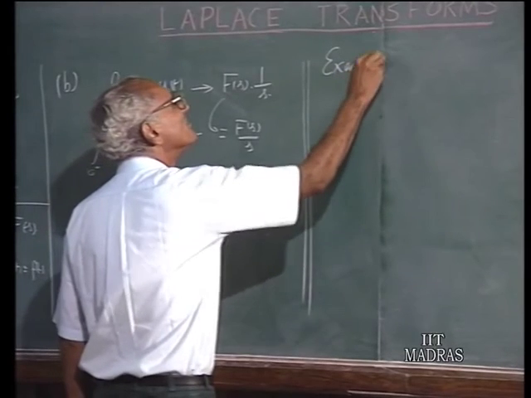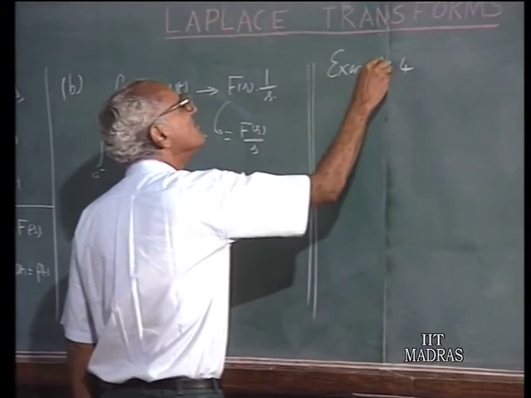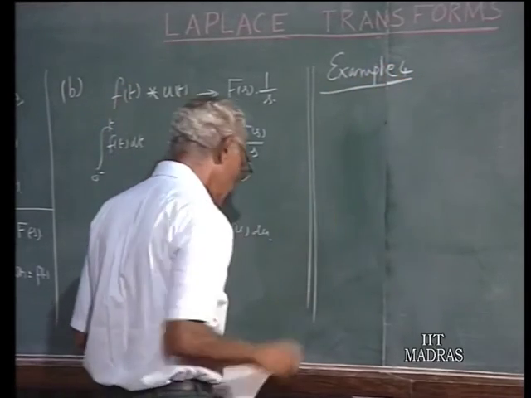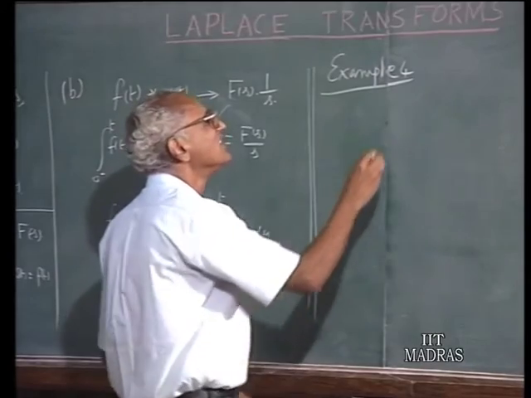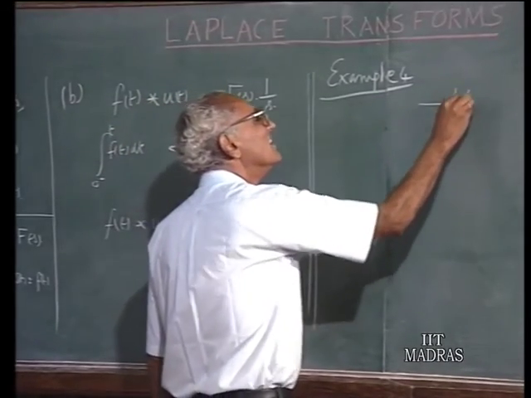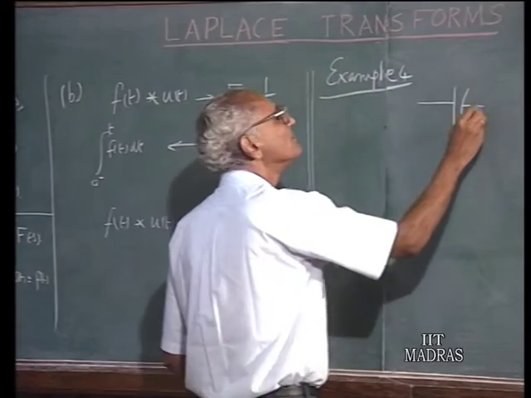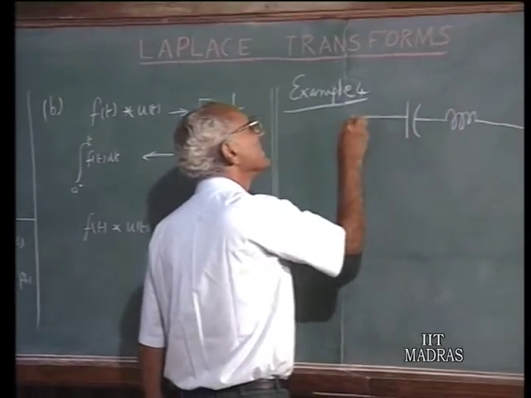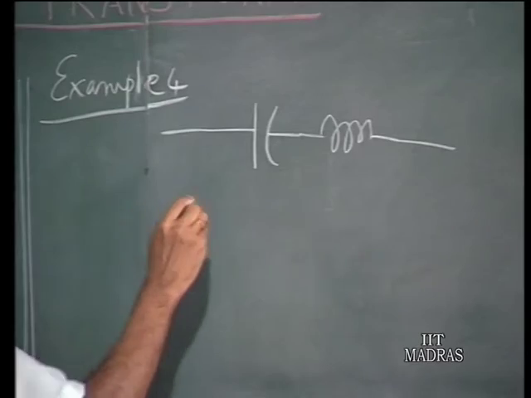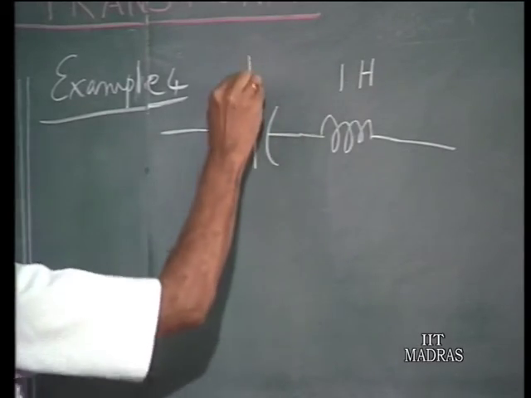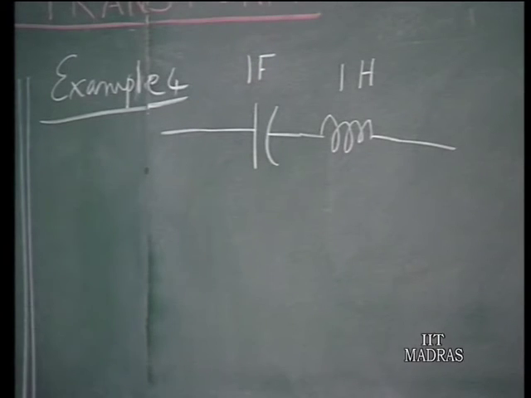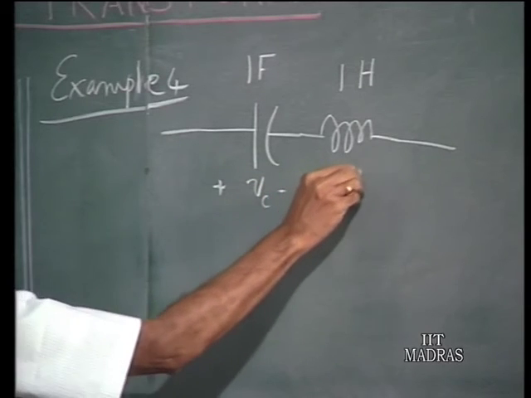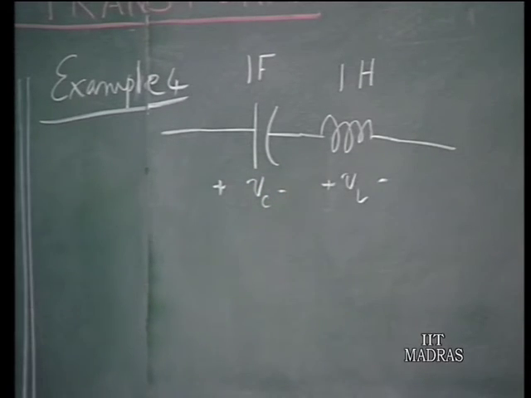Example 4. Let us consider now a section of a circuit in which we have an inductance L of 1 Henry and a capacitor of 1 farad, and let the voltages across the two elements be described as V c and V L.